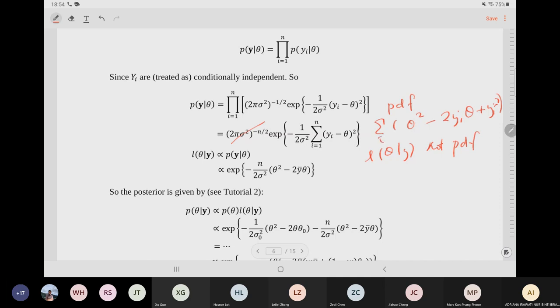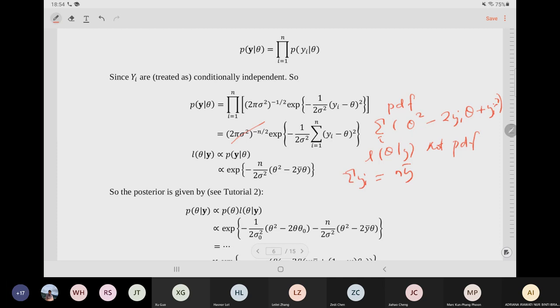That's why you get n theta square, and then this one is also 2yi theta. But the summation of yi is actually your y bar. Because you have summation of yi here, it's actually equal to your n y bar. So that's why you have your y bar here and the n.